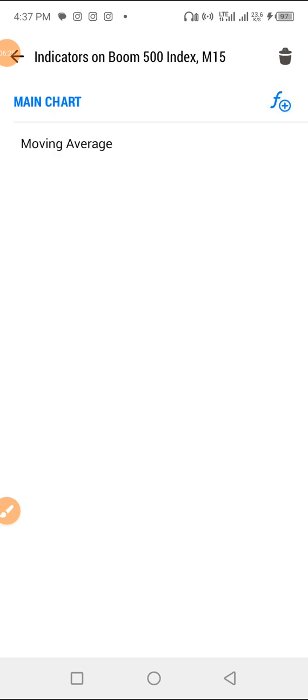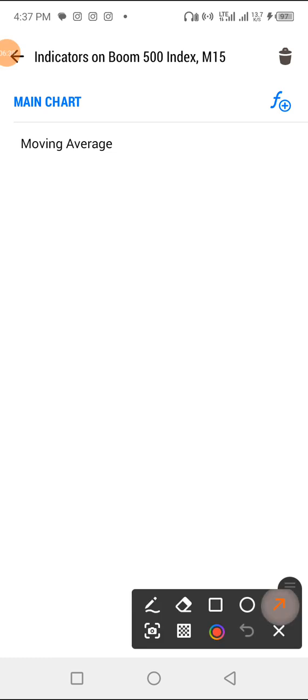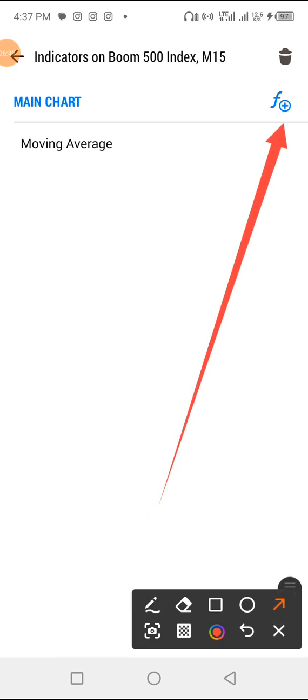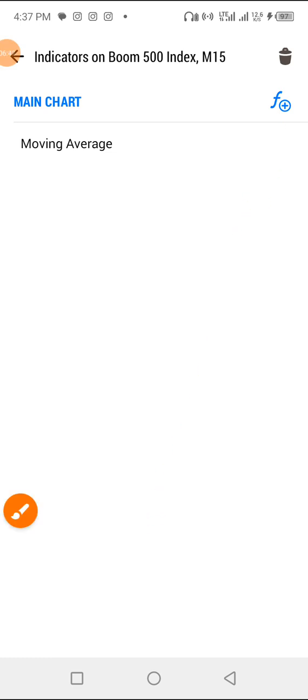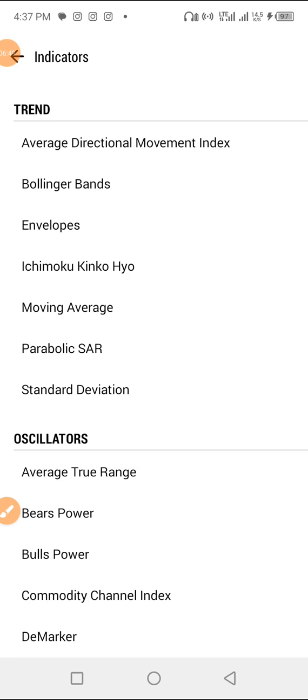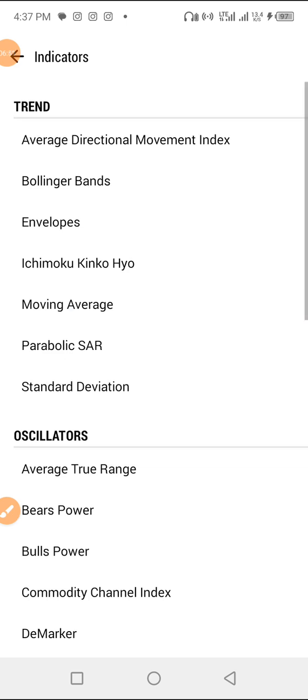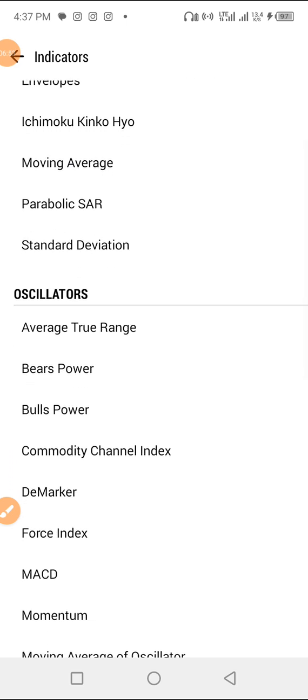Now the second indicator you're going to add is called the RSI indicator. So to get the RSI, go to your main chart. That means click on the F plus icon. When you click on it, it's going to take you to where the indicators are. Now scroll down to oscillators and you see the relative strength index.